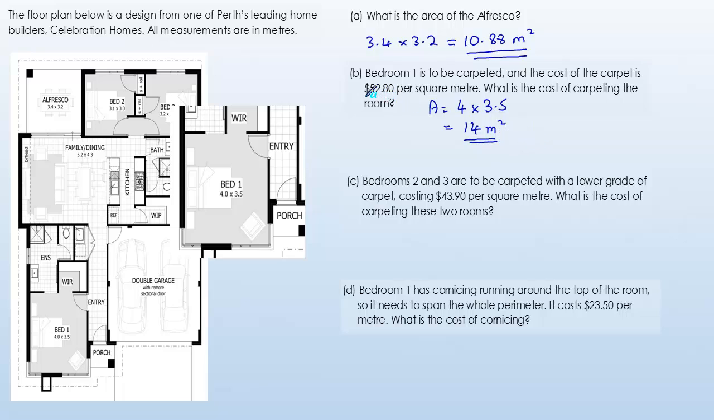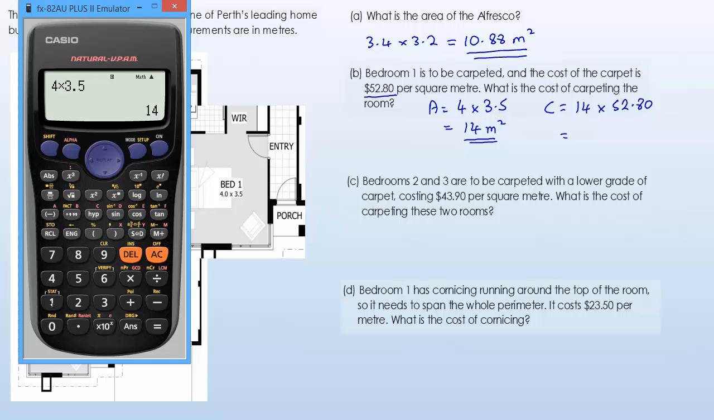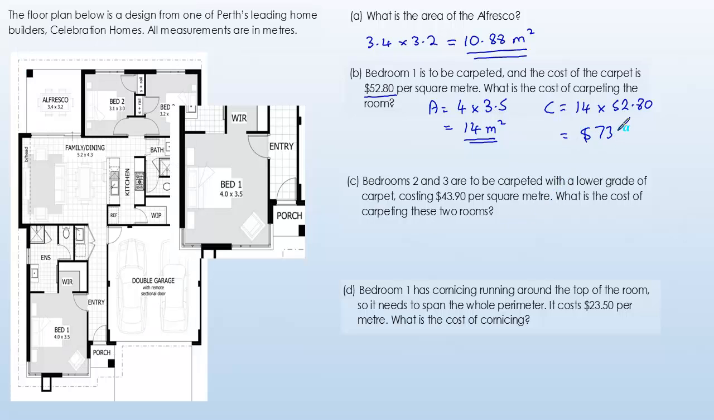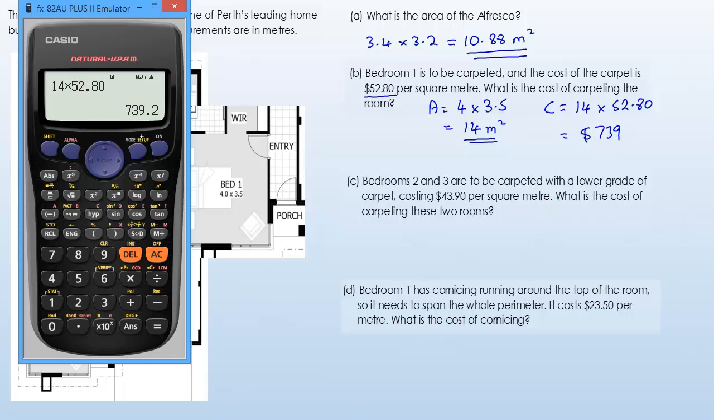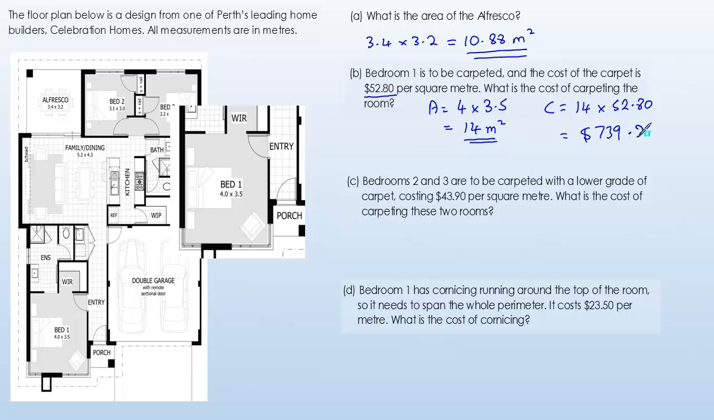Each square meter is going to cost $52.80. So the cost is going to be 14 multiplied by $52.80. So 14 multiplied by $52.80 gives us $739.2. It says 0.2, but remember we're dealing with money, so we need to give that as 20 cents.